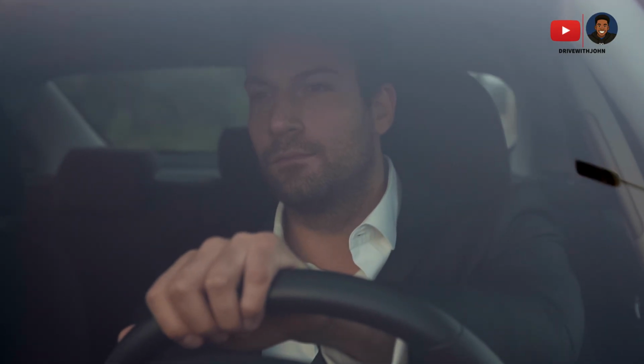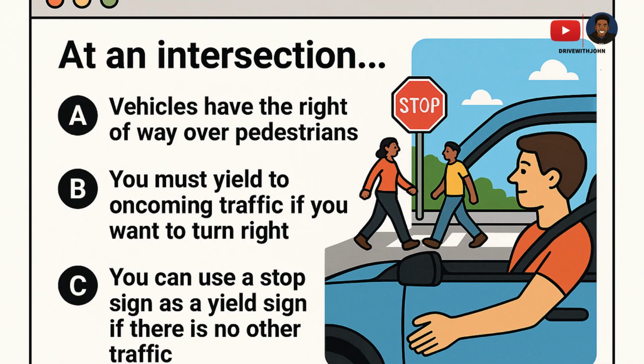Okay, let's go to the last question. Question 30. At an intersection, is it option A? Vehicles have the right of way over pedestrians. Really? I don't know. Interesting. Is it B? You must yield to oncoming traffic if you want to turn right. Okay. Is it C? You can use a stop sign as a yield sign if there is no other traffic. Okay, so the correct answer here on question 13 is B.